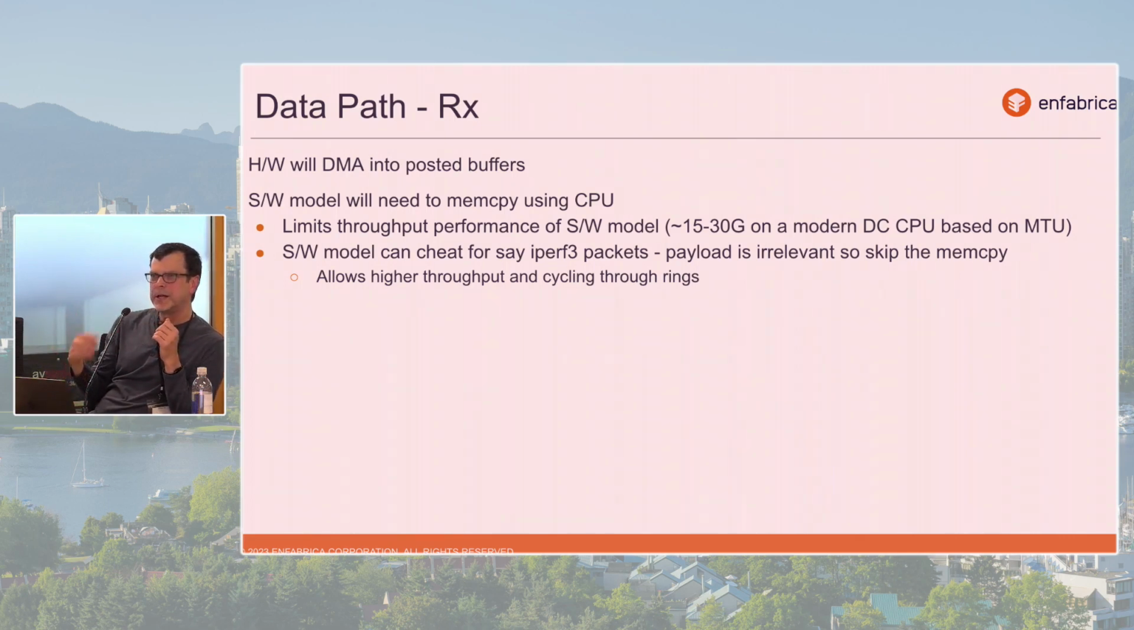That higher throughput allows you to cycle through your rings a whole lot faster, so you can make sure you're keeping up, that you're not losing packets because you've got nowhere to post it because you didn't push buffers out fast enough, or maybe your rings are too small for really high bandwidth workloads.